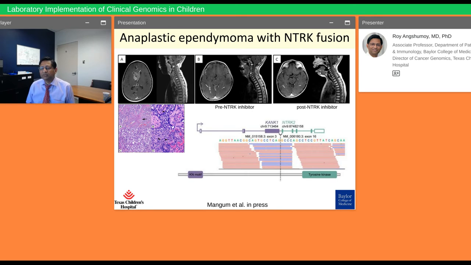However, the presence of this fusion, fairly unexpected, did lead to an actionable target for this patient. And this patient was treated with an NTRK inhibitor in this case. And the treatment did show a very good response, and this patient is actually doing very well right now. This paper is in press right now.